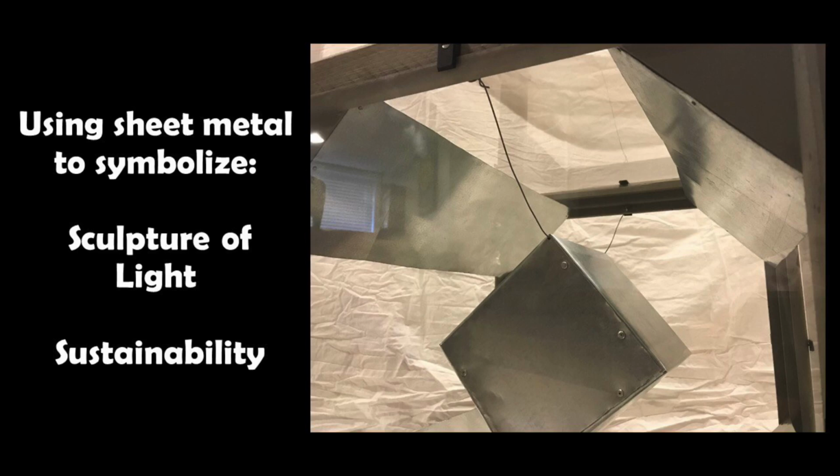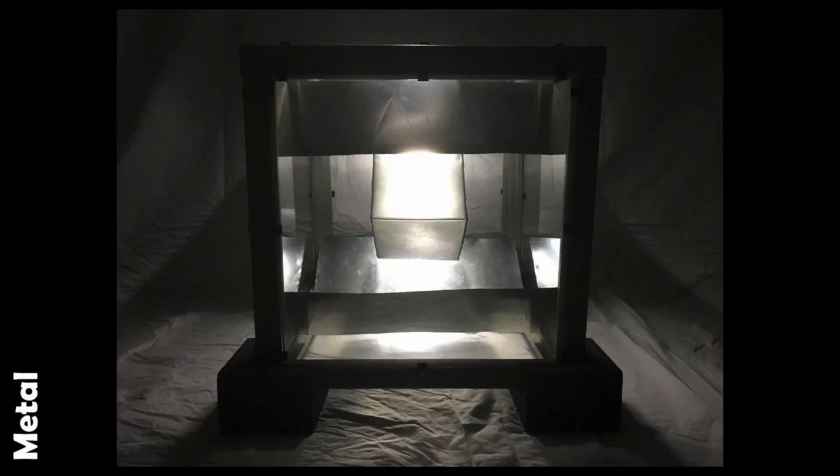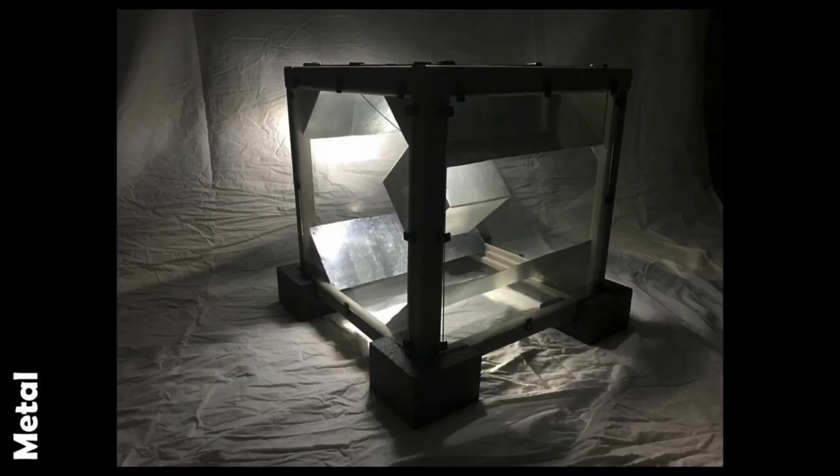In the large-scale model, the concept of the building being a sculpture of light and sustainability are symbolized using sheet metal. With the sheet metal being shiny and reflective, the light is reflected around the model, illuminating it and the space around the model. Also, because of the way the metal sheets are positioned, the light reflects from one sheet to another in a continuous loop.